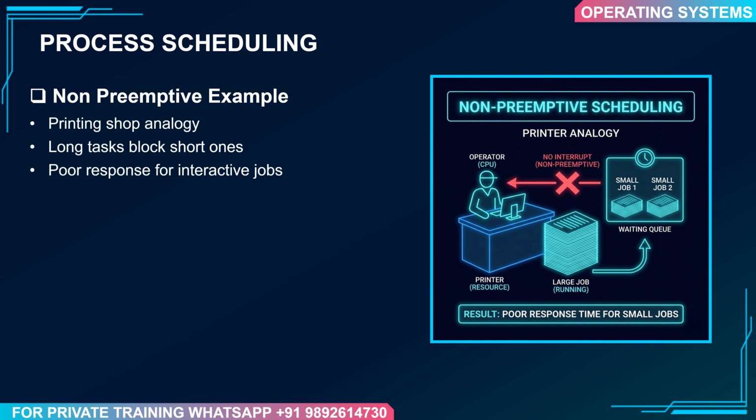For example, imagine a printing shop with one printer operator. Once a customer's job starts printing, it continues until all pages are printed. The operator does not stop halfway and switch to another job. If a large book is being printed, smaller documents behind it have to wait. This is non-preemptive behavior. In an operating system, this can lead to poor response time, especially for interactive tasks.